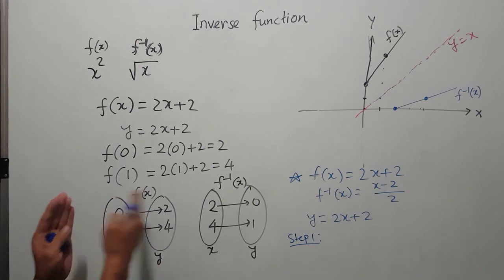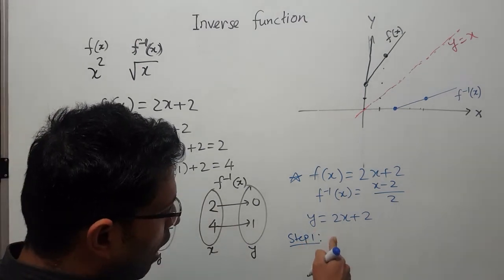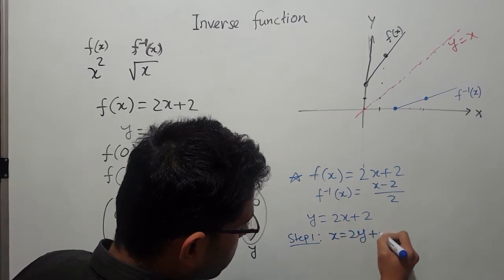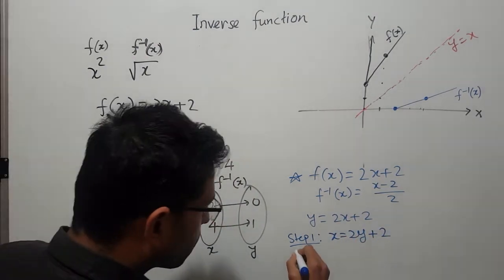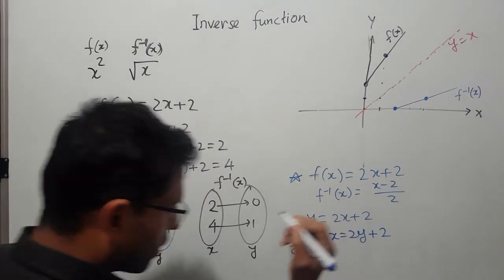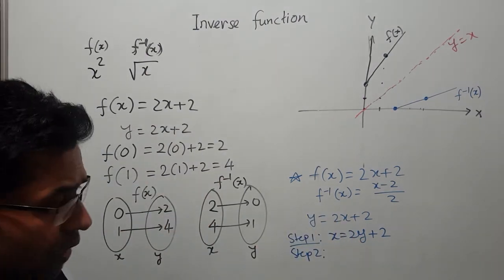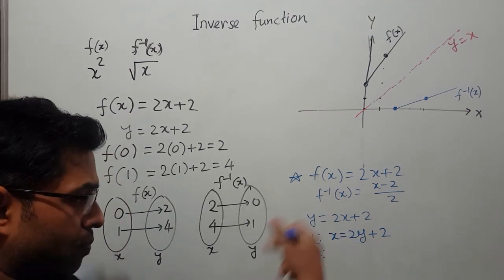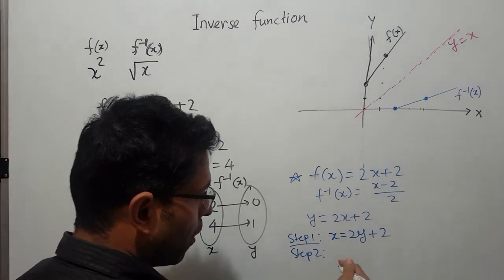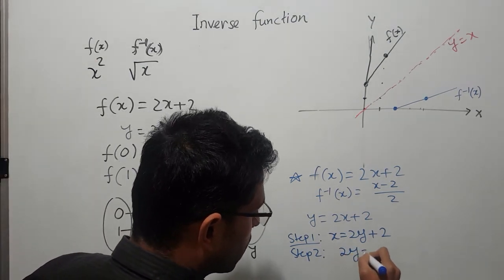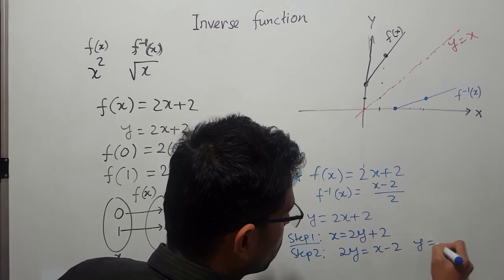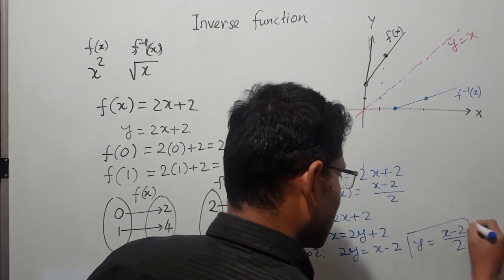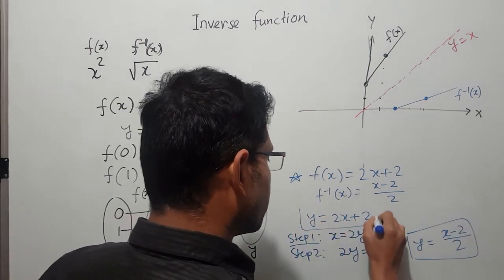As I mentioned before, the domain will be the range and the range will be the domain. So what is our first step? Y will be x and x will be y. And then step 2 would be making y the subject. So I am just rearranging the equation and making y the subject. So what would it be then? 2y equal to x minus 2, then y equal to x minus 2 over 2. And this is the inverse function of this.